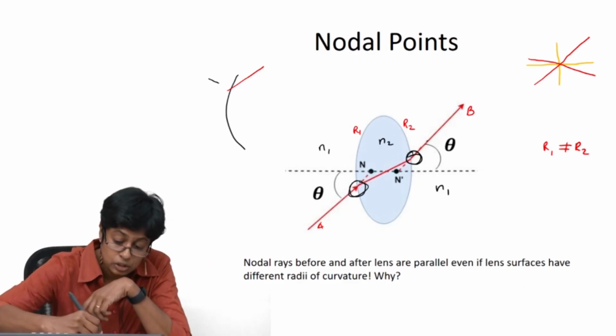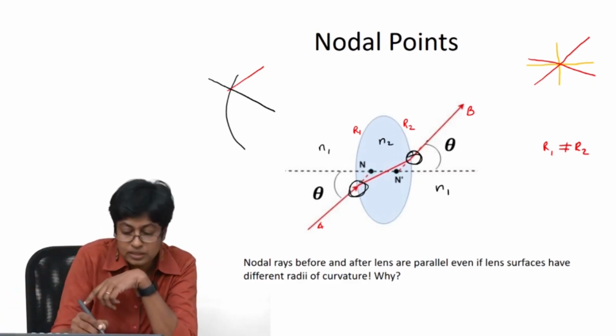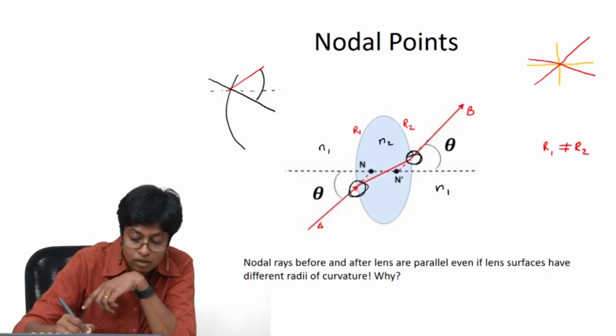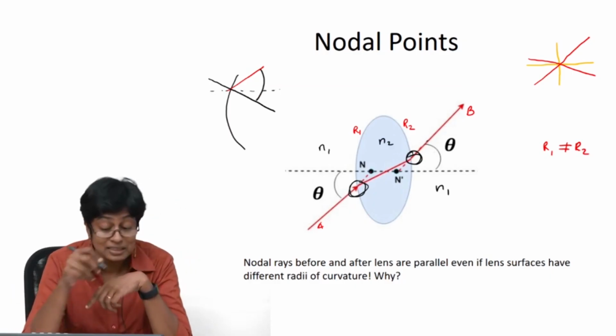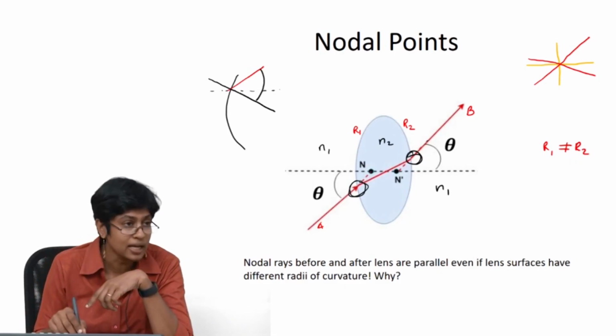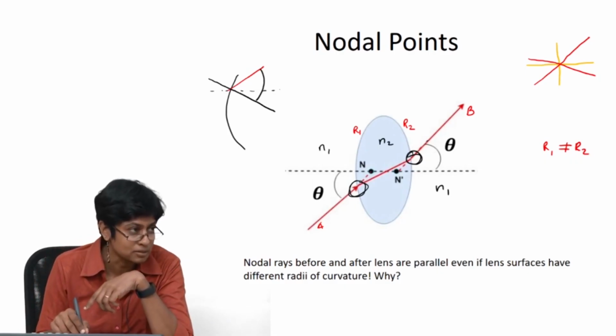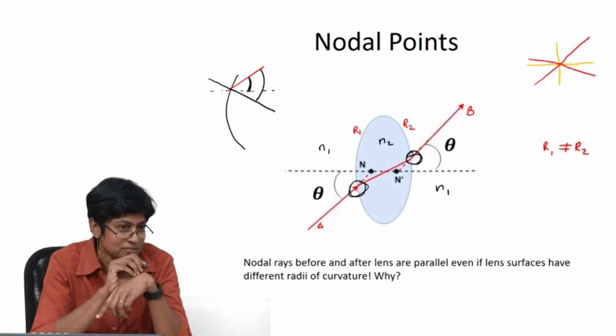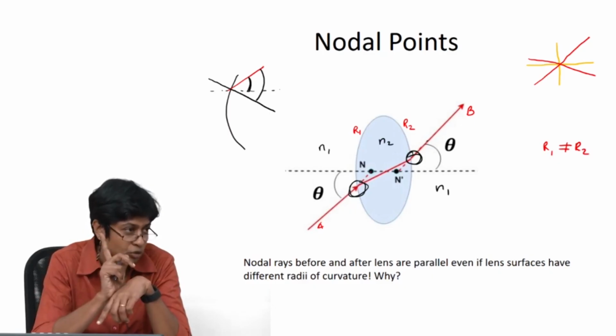And if this was the normal to the surface, and this was the optical axis, this is the angle of refraction. This angle is not the same as the angle in the object space. What we are saying is this angle is the same, right? So, that's a distinction over there.